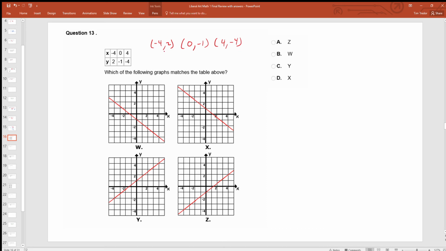So let's start here, negative 4, positive 2. Negative 4, positive 2 would be right there. This one's good. Negative 4, positive 2, not that one, not that one, and not that one either. So that leaves us with this choice.